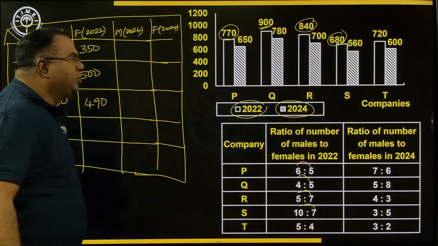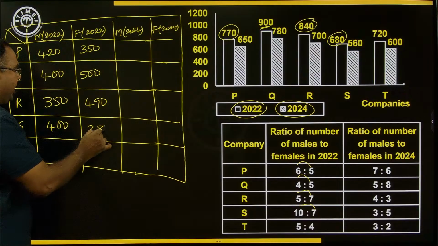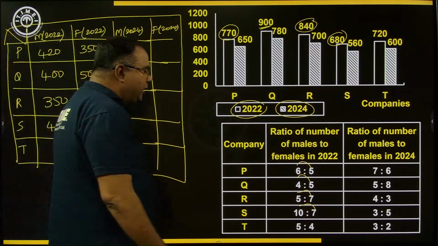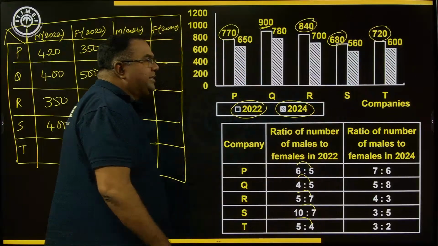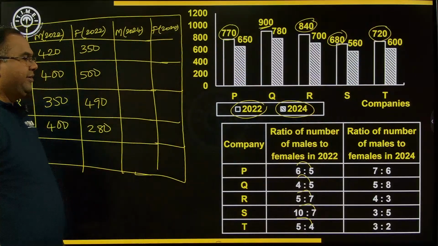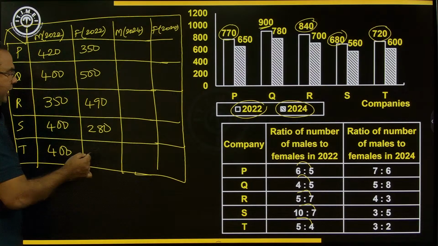680 means 17 fours. Each part is 40. So 10 into 40, 400. 7 into 40, 280. 5:4. 9 parts total, 720. 72 means 9, 8, 72. Each part is 80. 72 by 9. Each part is 80. 5 into 80, 400. 4 into 80, 320.